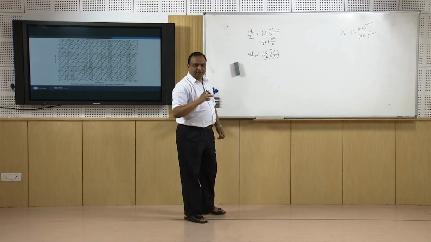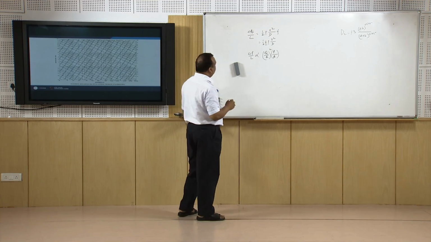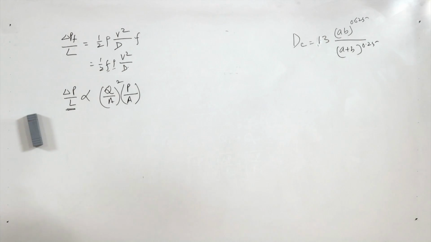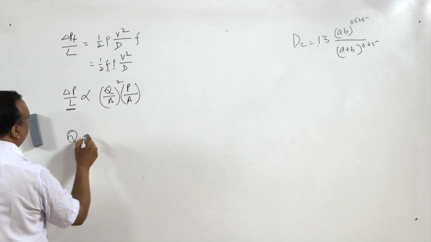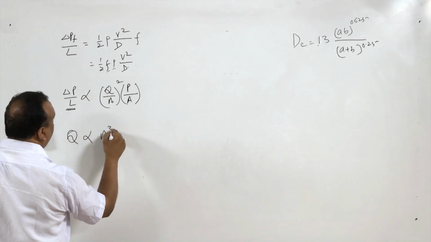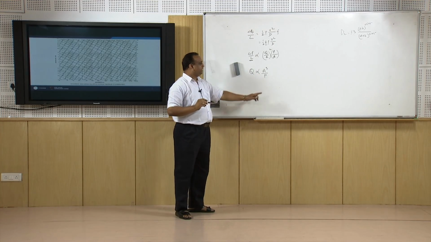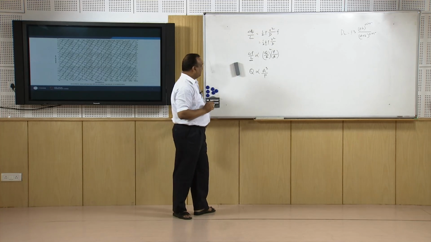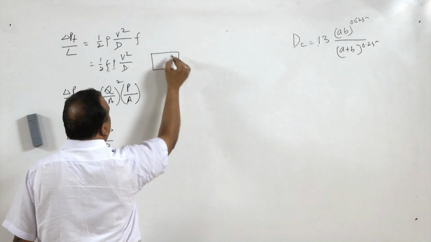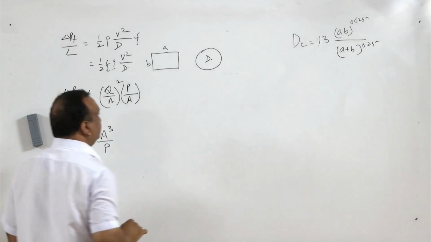Now in a duct system, if we take the equivalence, in that case we assume that this is constant. When this becomes constant, then discharge through duct becomes proportional to A cube by P, where A is the cross section area and P is the perimeter. Now we have two ducts, one is rectangular having sides A and B, another is circular having diameter D.